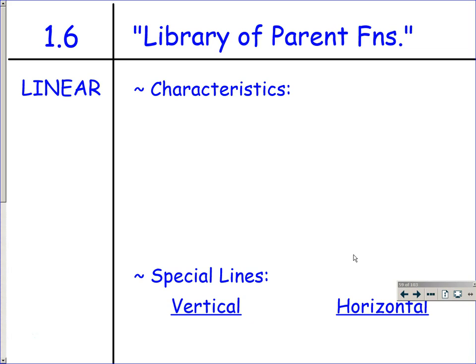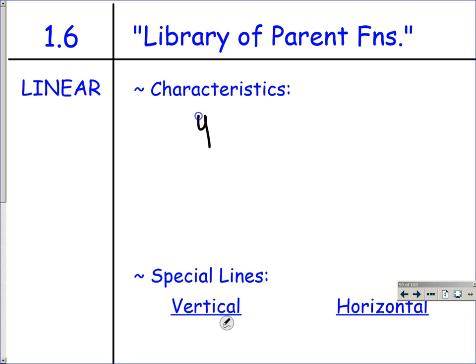These are the parent functions. These are the kids: transformations, translations, dilations, reflections. The kids are coming. That's section 1.7. But for right now, the parents. Before we can get the kids down, we kind of have to know the parents. So, linear, a place we've already been, and a place we'll probably be a few more times.